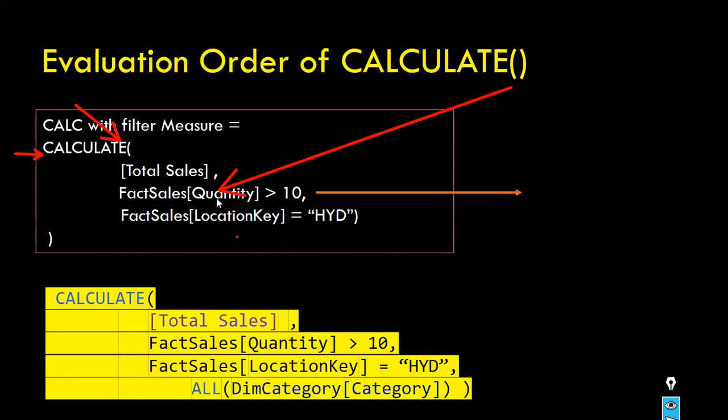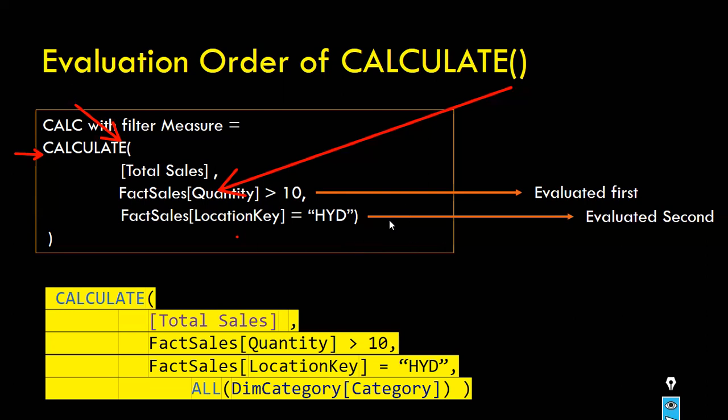So now what happened? In this case, the inner one will get evaluated first. Sorry for the confusion. The inner one will always get evaluated first. It's something like inside and outside. And then this one will get evaluated next.